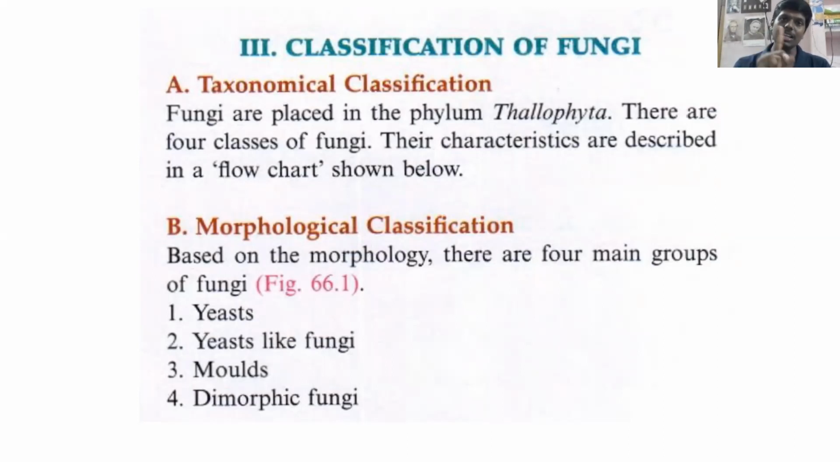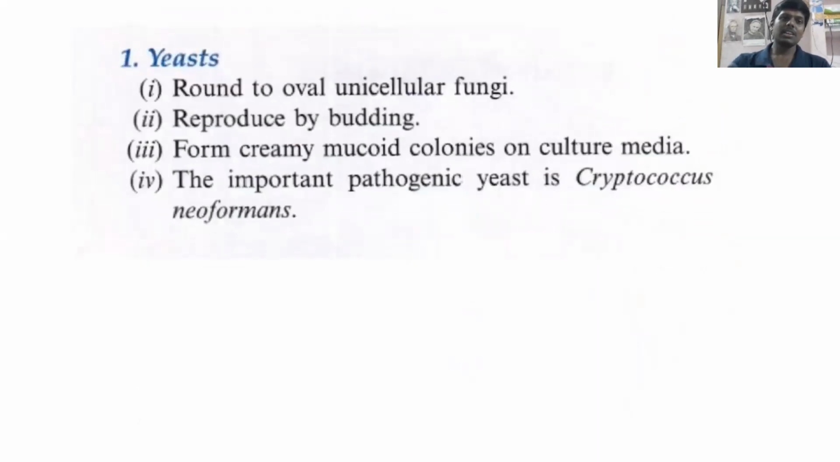If it is a single-cell spherical structure, it is called yeast. So let me start with yeast. These are the yeasts. Yeasts are round or oval, single-cell, unicellular fungi, and they reproduce by budding.